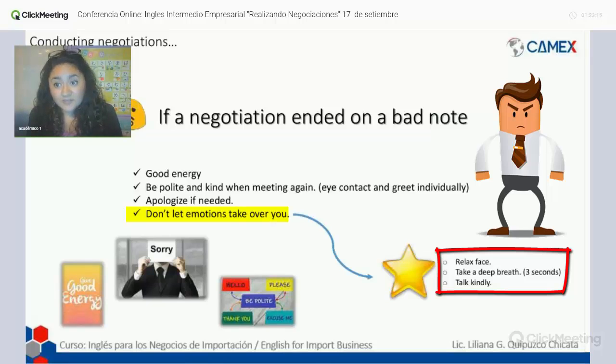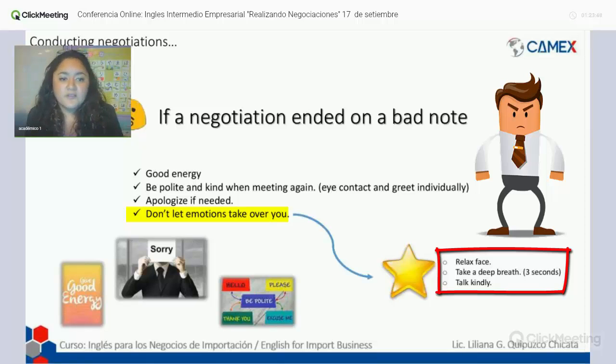So if you're in the same embarrassing situation as I'm telling you, tell the person, hey, relax your face, you look angry, and take a deep breath. Sometimes the person is not going to listen to you, so maybe you can say, hey, take a deep breath, and you can take the deep breath with them, so they do the same. Okay? And then ask them to talk kindly. So you just turn back to your negotiation and you start talking kindly. The person next to you, the person on your team, is going to repeat your behavior, right?